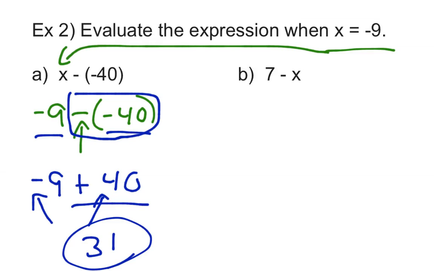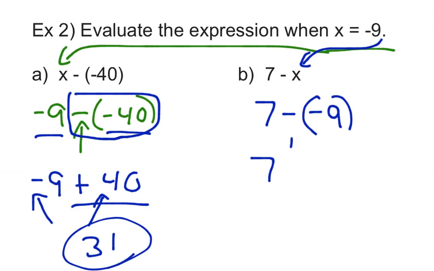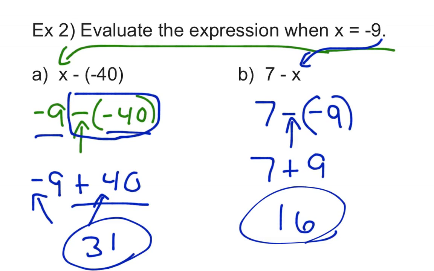Okay. Last one, 7 minus x. Take the negative 9, plug it in. Again, be careful. I have the 7 minus. That's from the problem already. Then the x is negative 9. Okay. We're going to leave the 7. The subtraction here, we change to addition. The opposite of negative 9 is positive 9. And then finish it up. 7 plus 9 is 16.